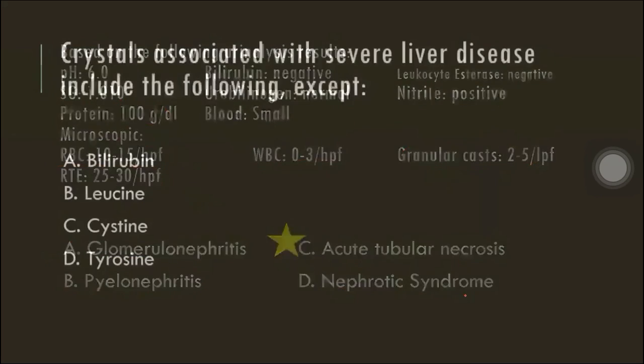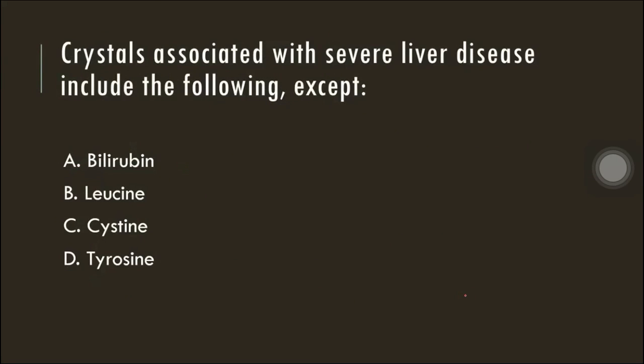Okay, next number. So, crystals associated with severe liver disease include the following except. Okay, so the answer here is letter C. So again, bilirubin, leucine, and tyrosine are seen in liver diseases. Okay, si cystine, saan siya nakikita? With errors of reabsorption. Okay, tubular reabsorption disorder. So again, in cystinuria and cystine, there is the failure of the proximal convoluted tubule to reabsorb cystine.